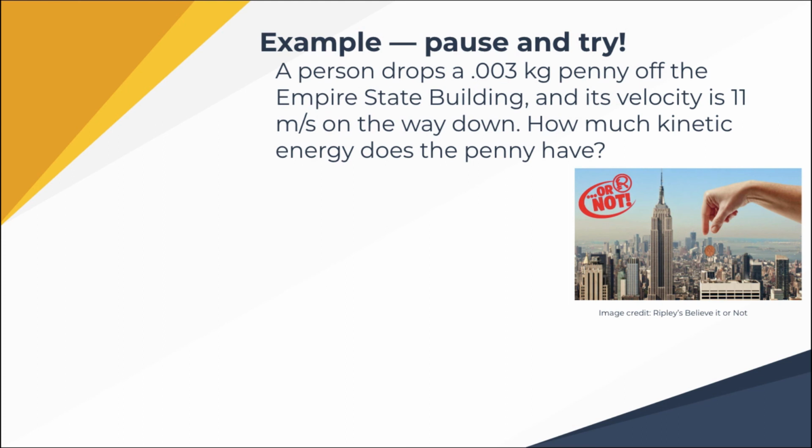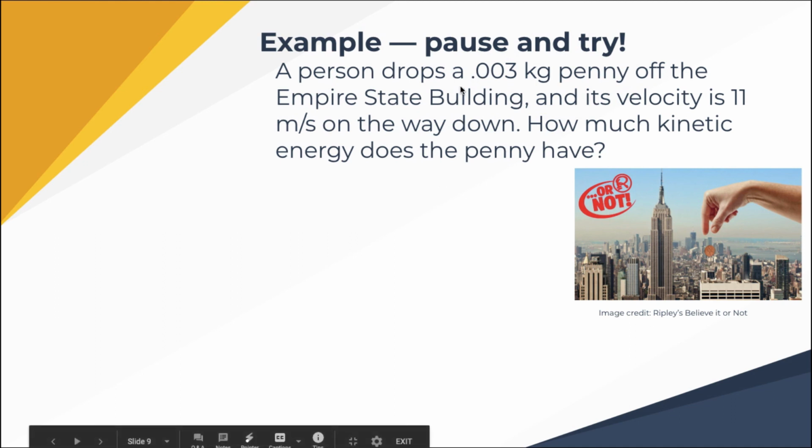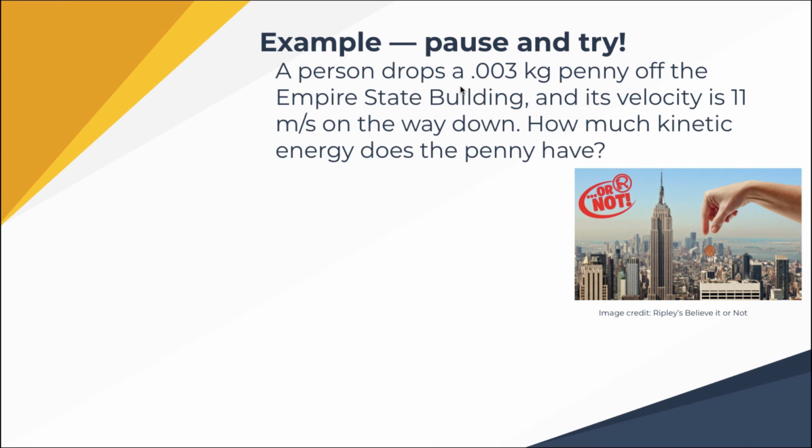Another example, I want you to pause the video and try it yourself. Press play if you need a hint or if you want to check your answer. A person drops a 0.003 kilogram penny off the Empire State Building, and its velocity is 11 meters per second on the way down. How much kinetic energy does the penny have? By the way, in the article where I got this picture, it says that 11 meters per second is the terminal velocity of a penny.